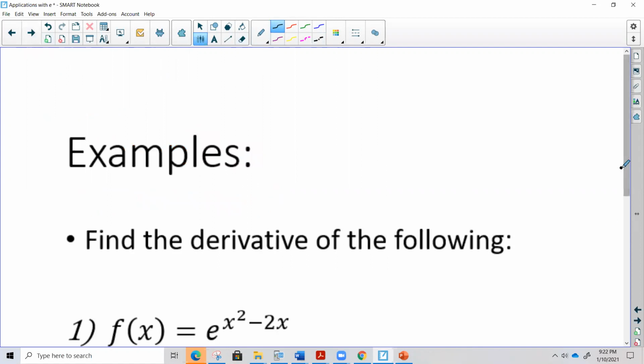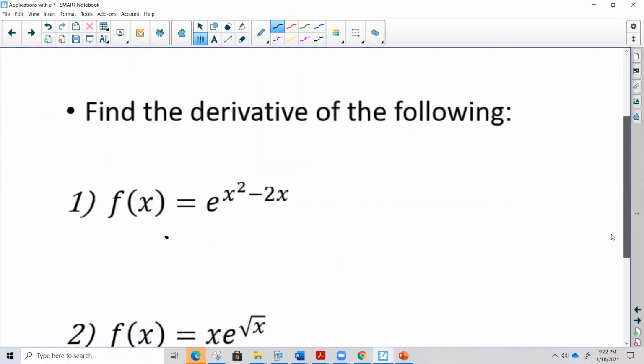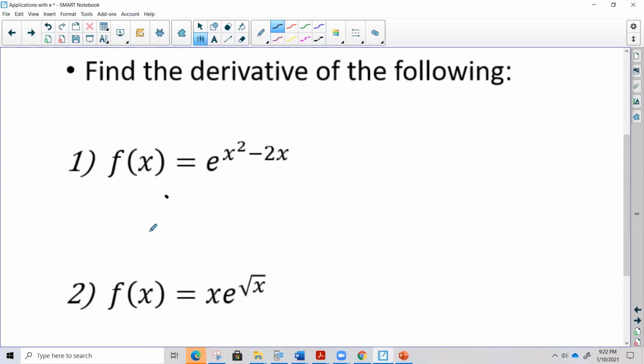Okay, so for two more examples, and especially the second one's a little bit more complicated. But for this first one, I want to find the derivative of f of x equals e to the exponent x squared minus 2x. Okay, so I'm taking the derivative. I'm going to put the derivative notation. The derivative of e is the outside, so it's itself. We leave the exponent the same. And then I'm going to multiply by the derivative of the exponent.